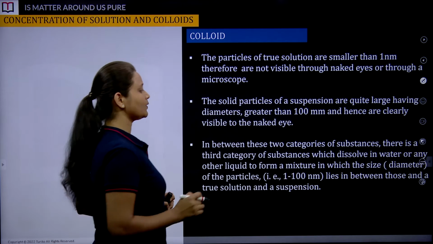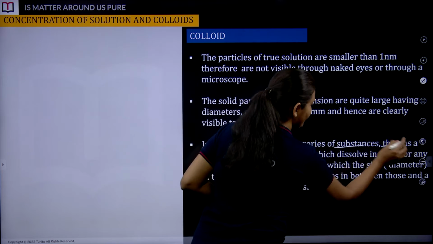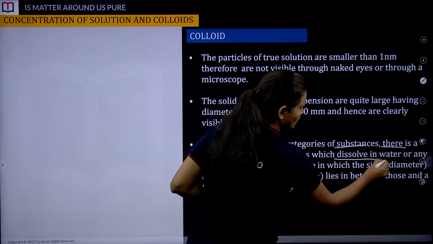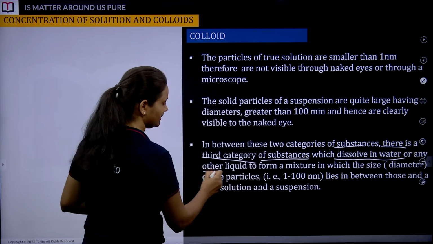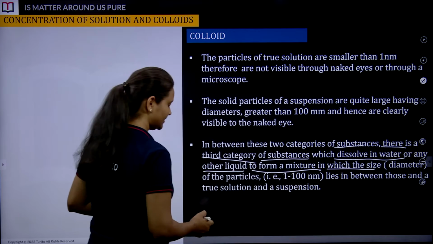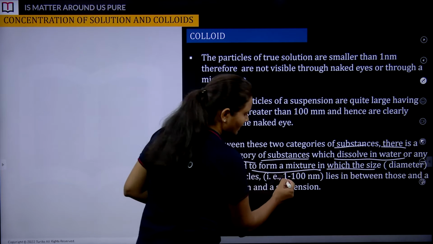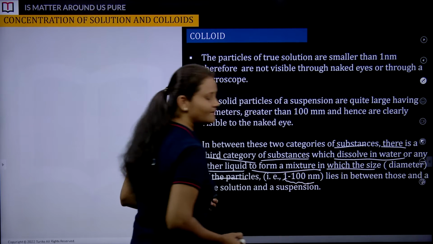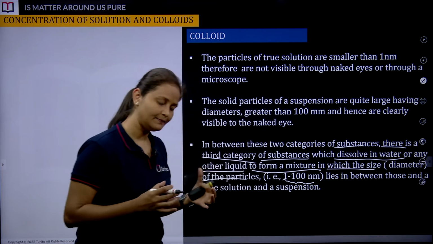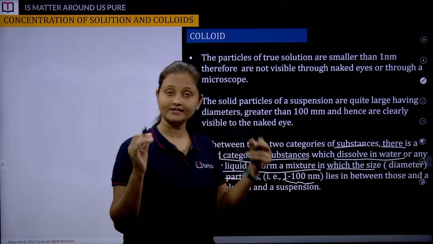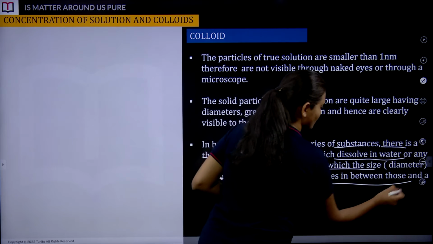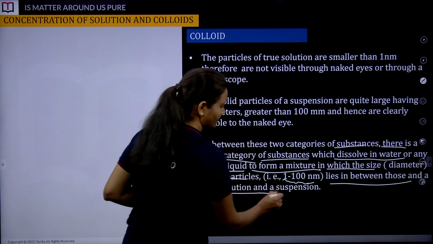In between these two categories of substances, there is a third category of substances which dissolve in water or any other liquid to form a mixture in which the size or diameter of the particles is what? In between 1 to 100 nanometer. Okay, the size of those colloid particles lies in the range of 1 to 100 nanometer, in between a true solution and suspension.